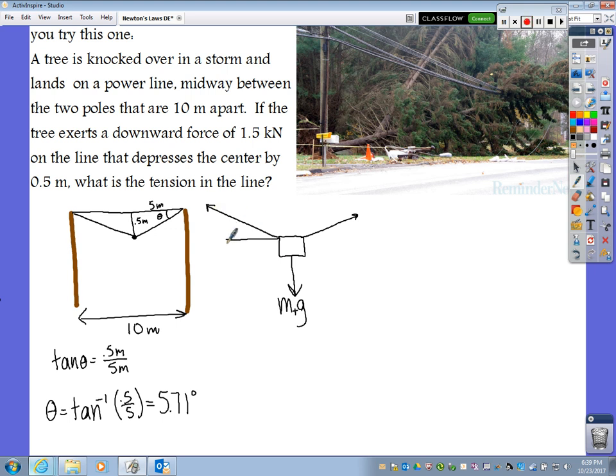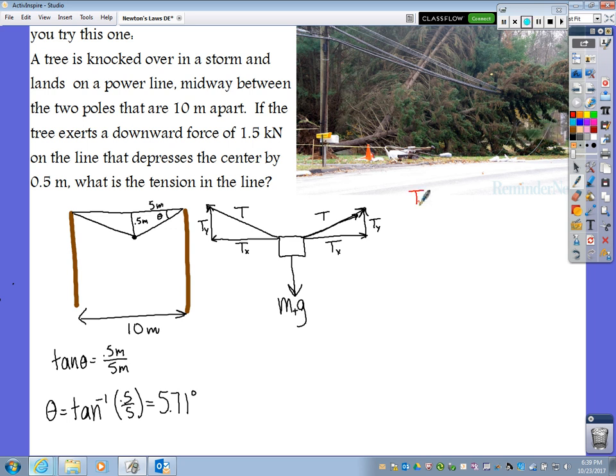Each of these has Tx and Ty, and that's T. We're looking for, I didn't draw that very symmetrically, maybe like that. We're looking for T, the hypotenuse, Tx, Ty. Remember in the last problem when we looked at the net force in the x direction, that didn't really help us? We're just going to look at the y this time.